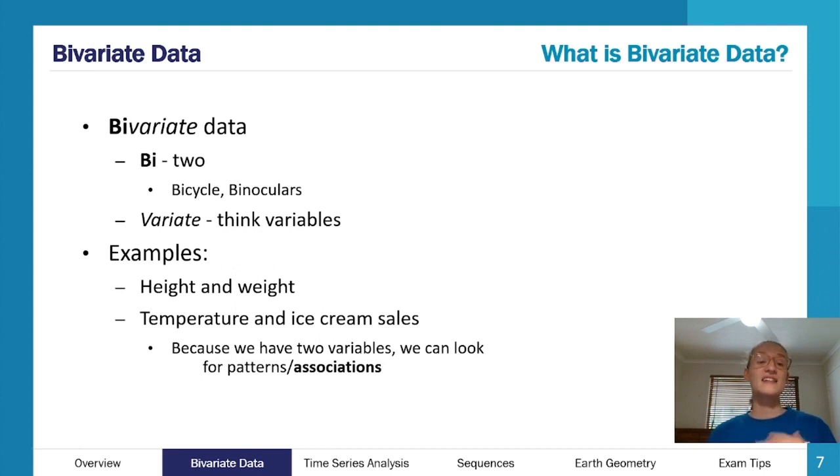Another example is temperature and ice cream sales. If we record both the temperature on a given day and the number of ice cream sales, we can start to have a look at the relationship. For example, when it's warmer, do we sell more or less ice cream? And we can start to see what that relationship might look like. So again, the buzzwords: we're looking for patterns, associations, relationships. We're always interested in how our two variables are related.